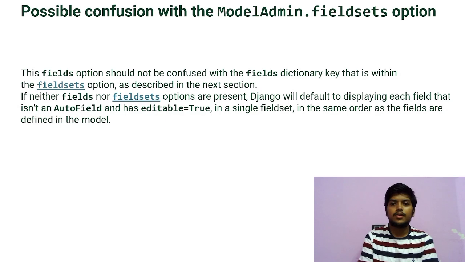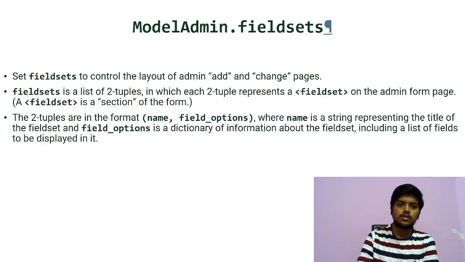Possible confusion with the ModelAdmin.fieldsets option: the fields option should not be confused with the fields dictionary key that is within the fieldsets option, as described in the next section. If neither the fields nor fieldsets options are present, Django will default to displaying each field that isn't an AutoField and has editable equal to True, in a single fieldset, in the same order as the fields are defined in the model.